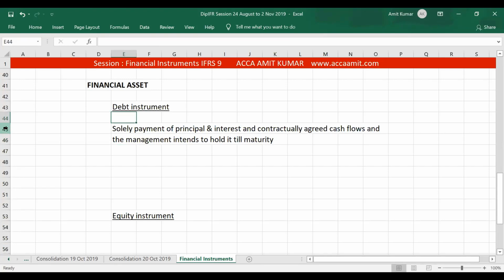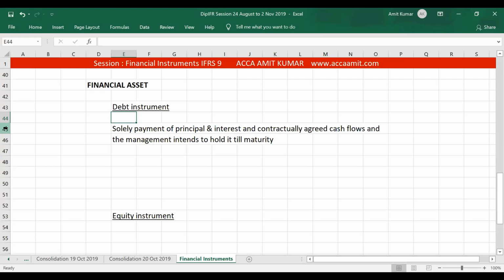If the entity has provided a loan of $500,000 to someone, the rate of interest is agreed at 10%. The cash flow at the end of the year in the form of interest, and the principal repayment at the end of maturity, are agreed. Can we predict these cash flows? They are solely payments of principal and interest and contractually agreed cash flows. And the intention of management is to hold it till maturity. What should be the measurement basis? Are they subject to any market risk? The only risk can be recoverability. They may be subject to impairment.